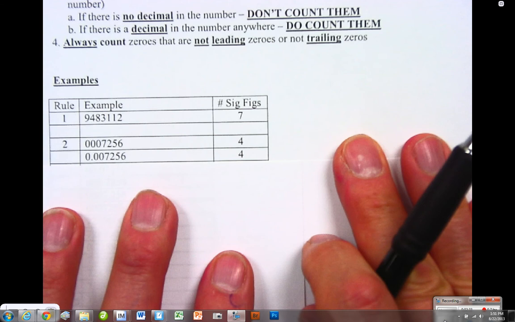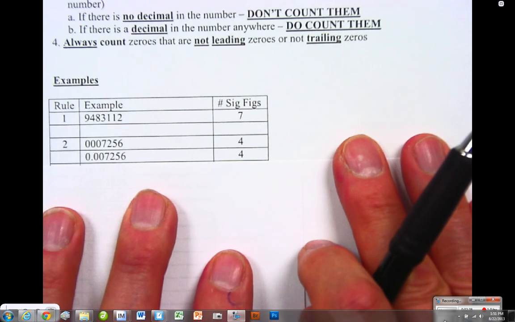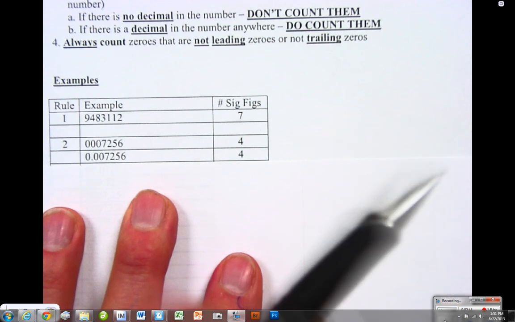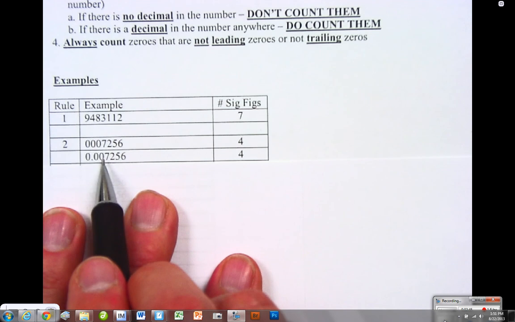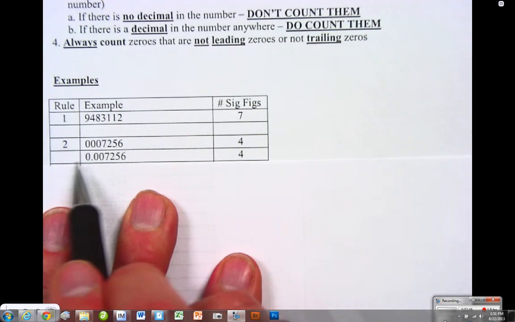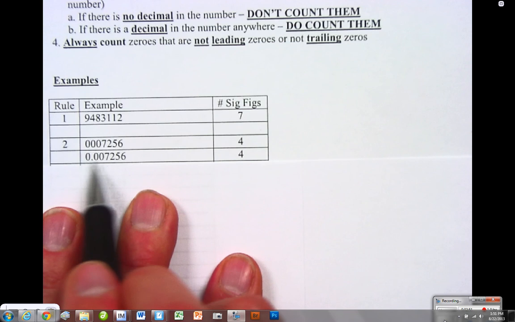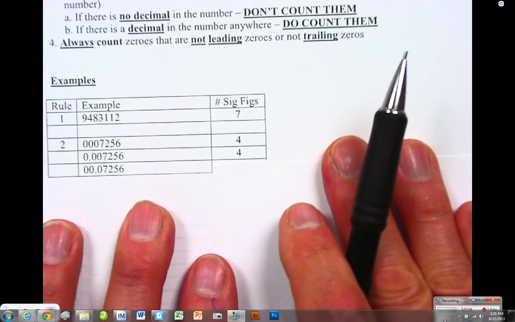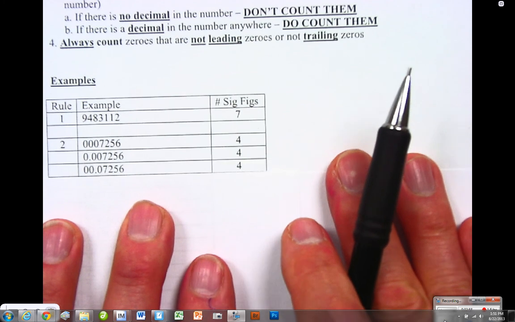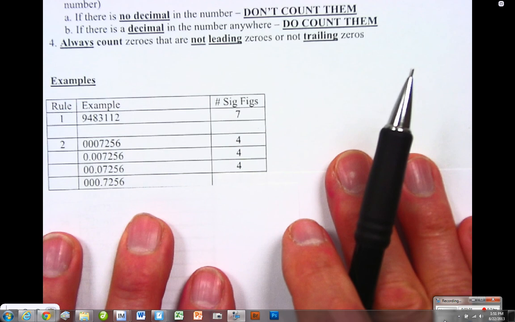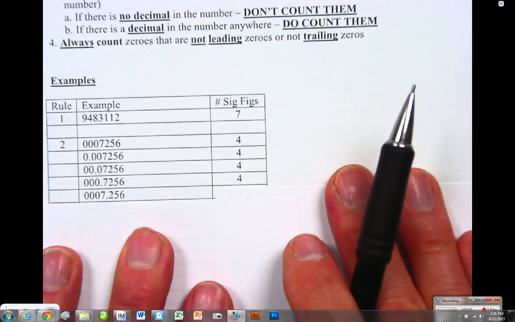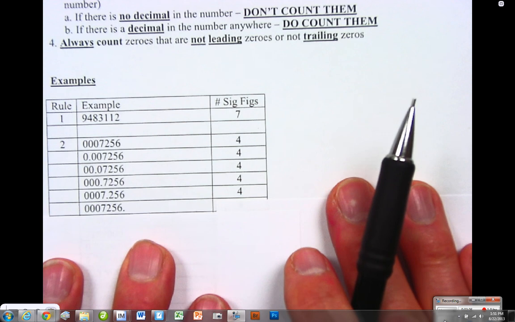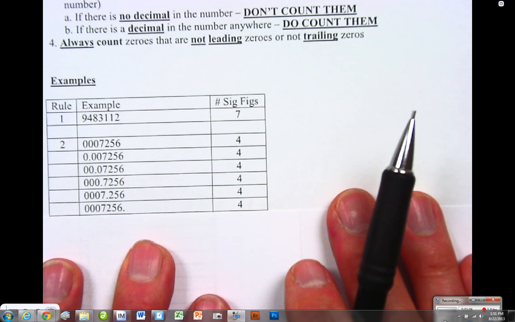The leading zeros, even if they're to the right of a decimal, never count. And what makes a leading zero? It's on the left of the first non-zero number. So everything to the left of this that's zeros, as long as we don't get to a non-zero number, if there's leading zeros, they never count. Okay, so what about this guy? 4. Excellent. What about this guy? Still 4. What about this guy? Still 4. And what about this guy? 4. Yeah.